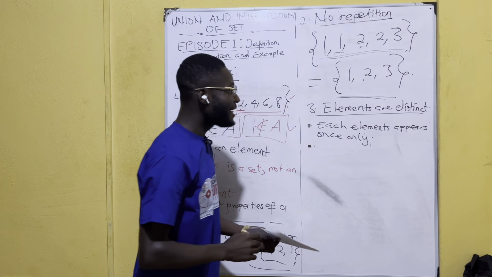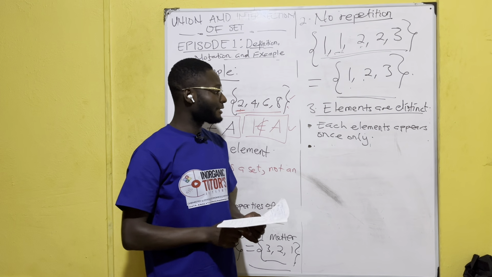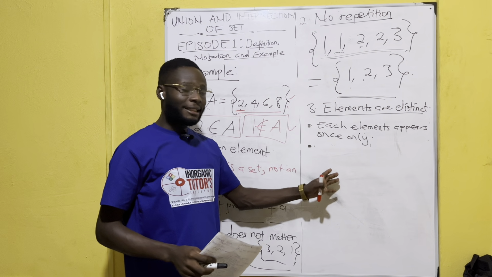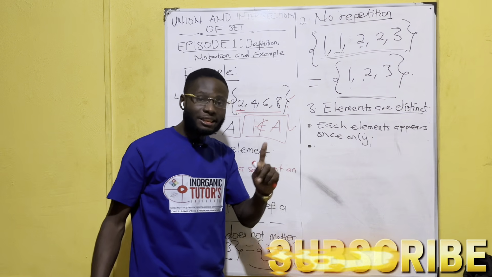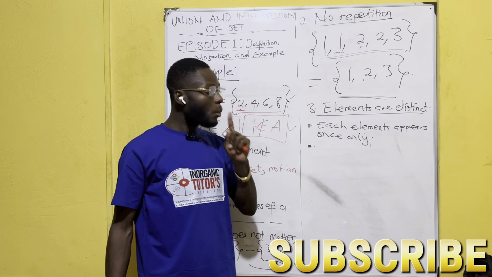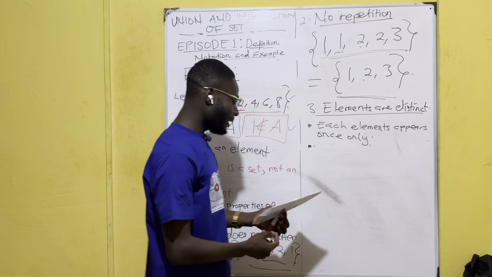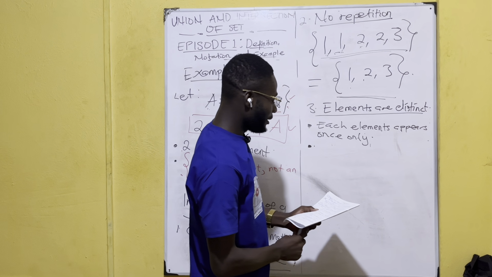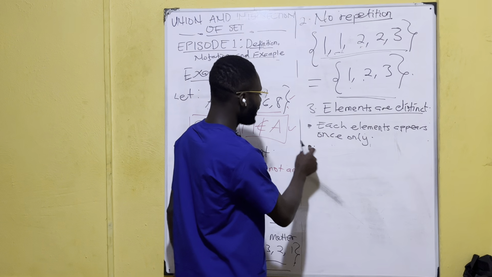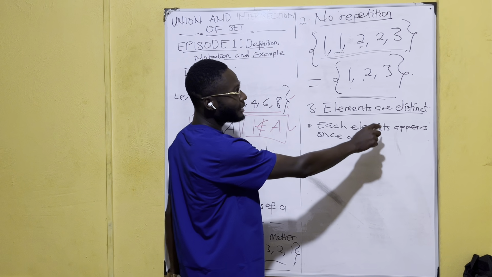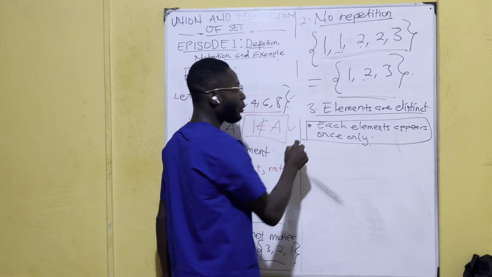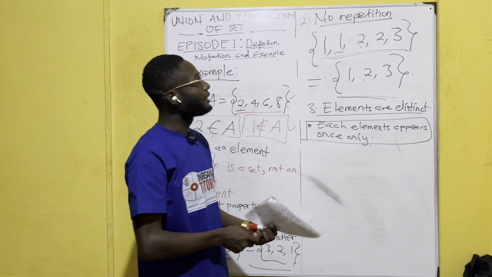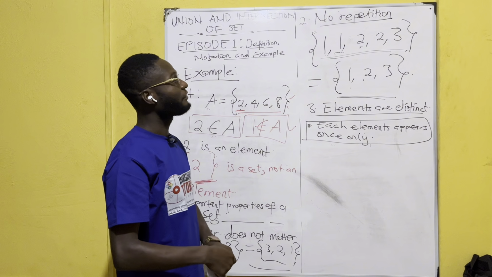That is, the elements are distinct. Under the condition that elements are distinct, we say that each element appears once only. And that is the basic explanation I gave here.